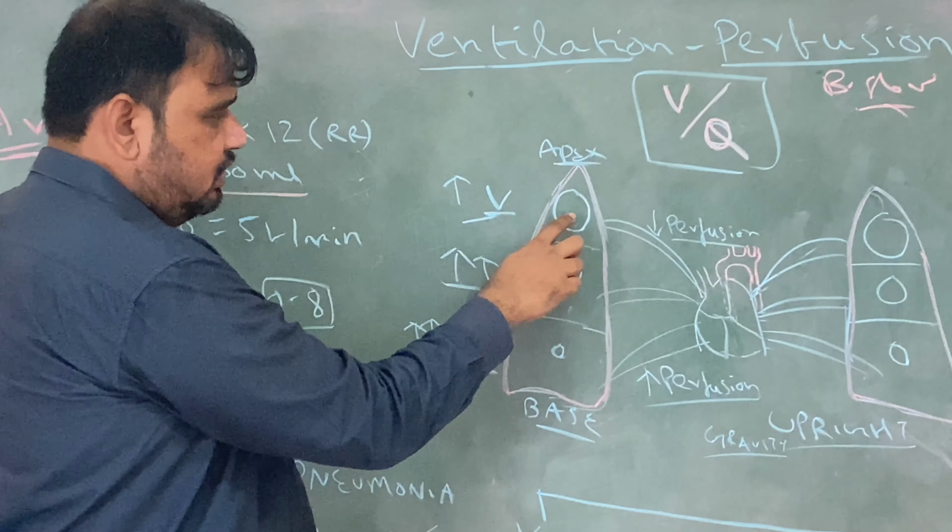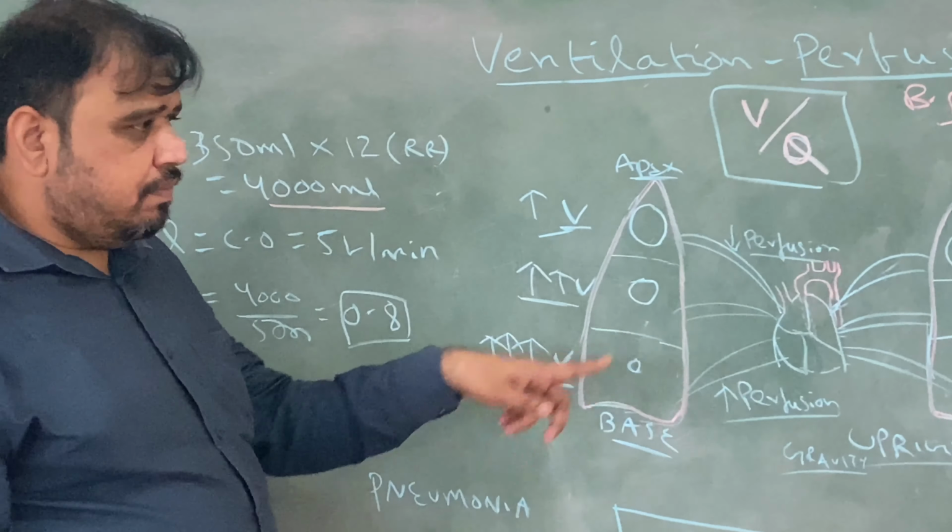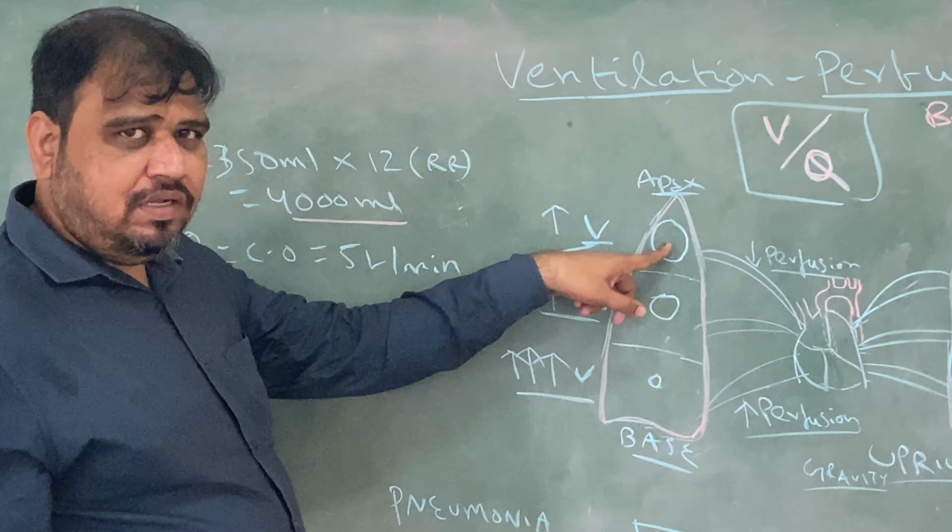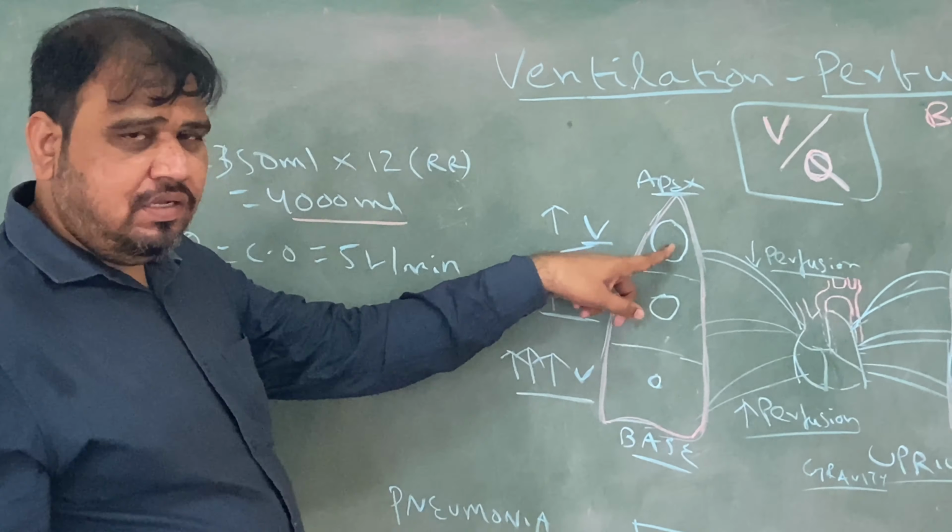Just see here what you are able to differentiate from the diagram. The alveoli here at the apex are big, but at the base they are very small. There is importance to this. That's why I have drawn the sizes as such, and I will tell why that size matters. Everywhere, the size matters.